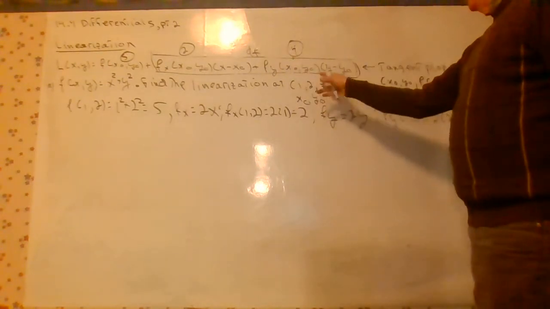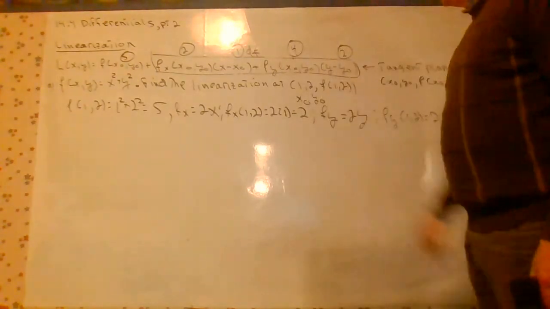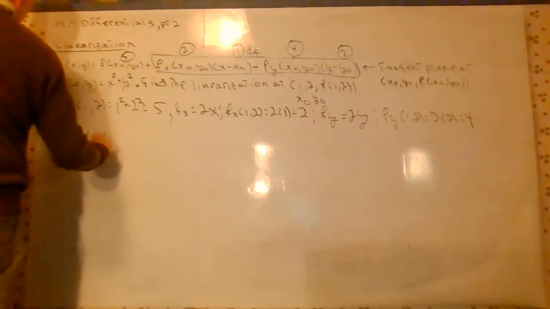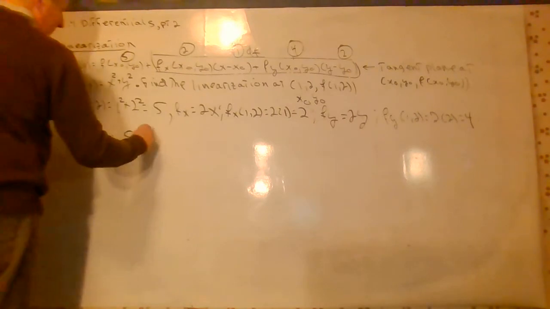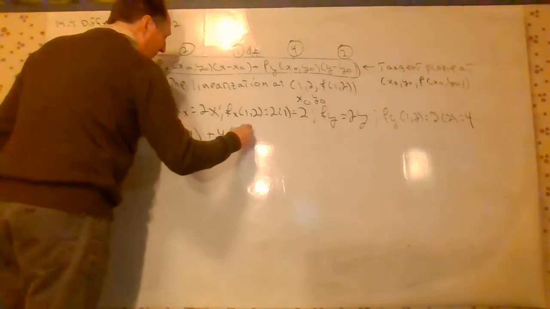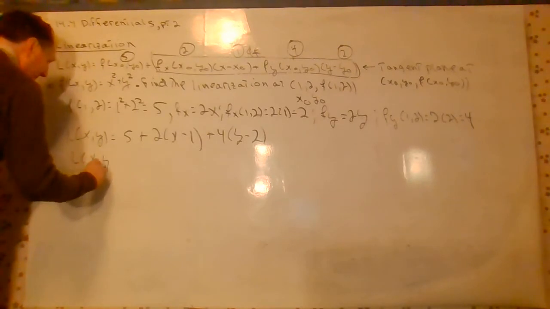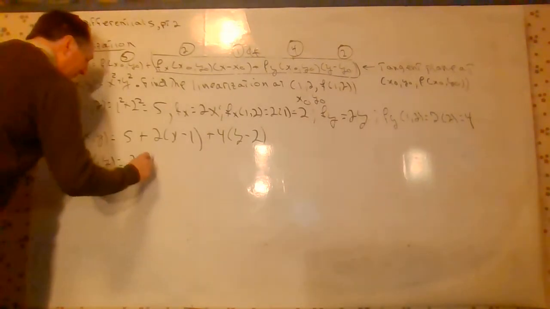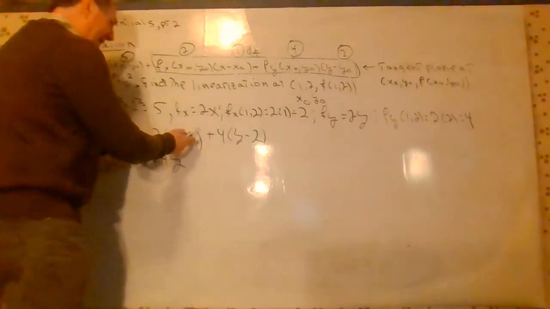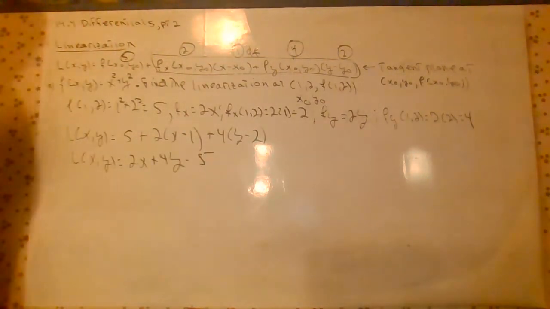And of course, x0, y0 was (1, 2). Those are the starting point. We're going to put a 1 right here and a 2 right here. And we have our linearization. So we have L(x, y) is 5 plus 2 times (x − 1) plus 4 times (y − 2). And we can simplify that. L(x, y) is equal to 2x plus 4y, and we have minus 2 minus 8 is negative 10, plus 5, minus 5.